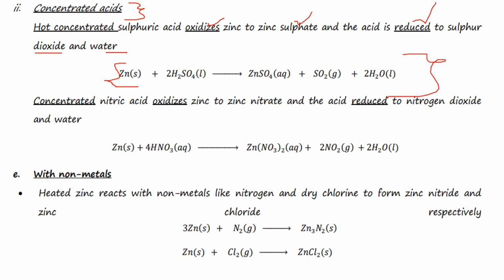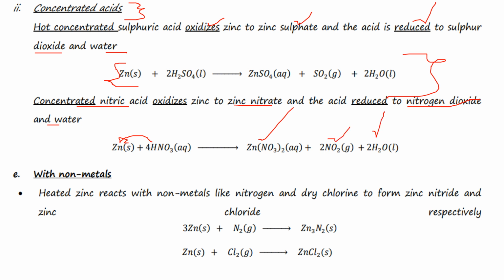So zinc is also oxidized by hot concentrated nitric acid to give us zinc 2 nitrate, and the acid after that gets reduced to nitrogen dioxide together with water. So zinc is oxidized by hot concentrated nitric acid to give us zinc 2 nitrate, and after the acid oxidizing, it gives us nitrogen dioxide together with water.